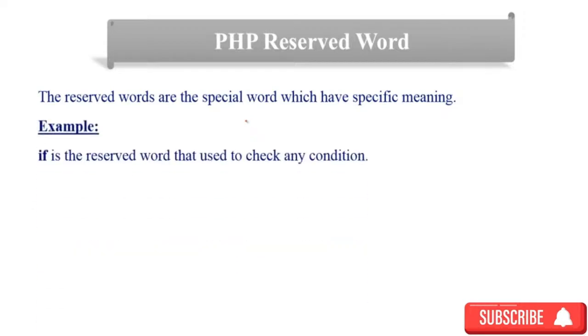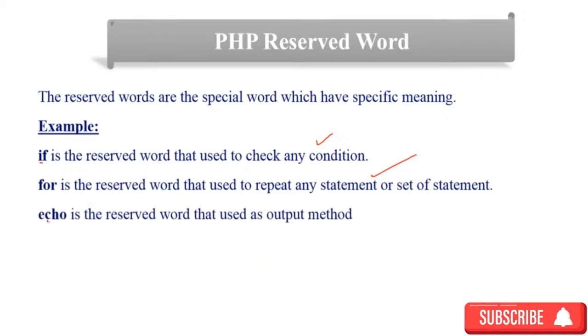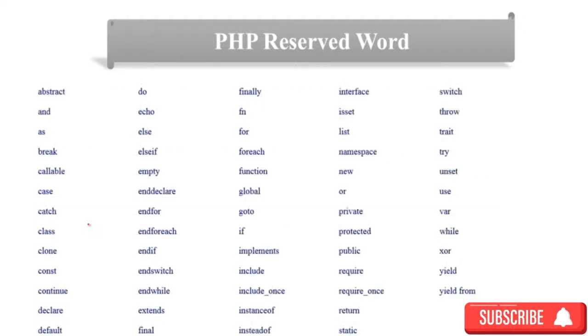For example, if is a reserved word used in PHP to check any condition. Another, for is a reserved word that is used to repeat a statement or set of statements. Another, echo is also a reserved word that is used to output anything. So these are different examples of reserved words. Now I provide a complete list of reserved words that are used in PHP. So these are different reserved words. You can see that these are the reserved words used in PHP which have a specific meaning.